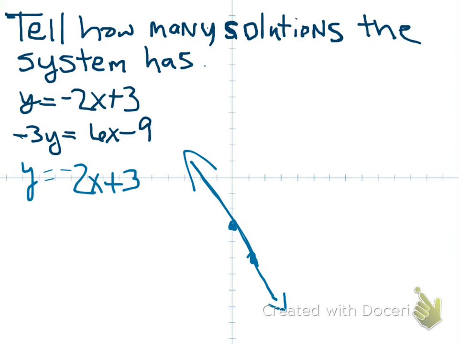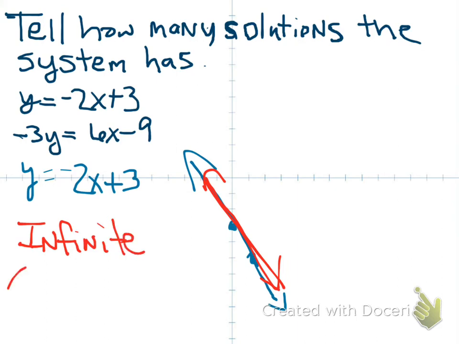Well, if you notice here, then that line is basically the same as the other one. It was just written a different way. So this one has infinite solutions. Since it has infinite solutions, that means we would classify this as a consistent, because it has intersection points, consistent dependent system.